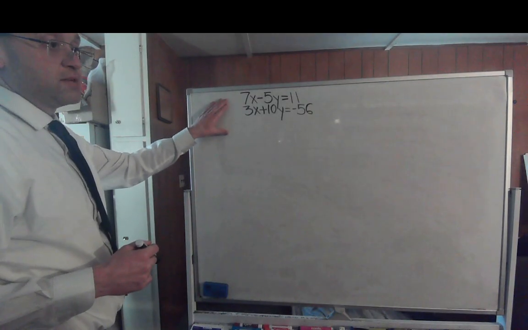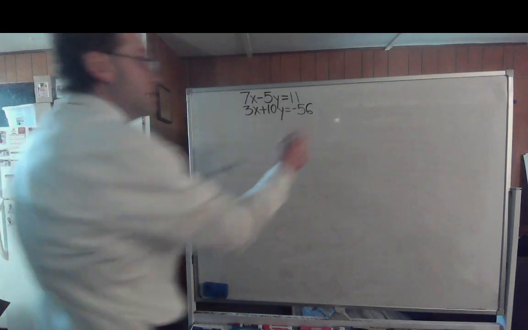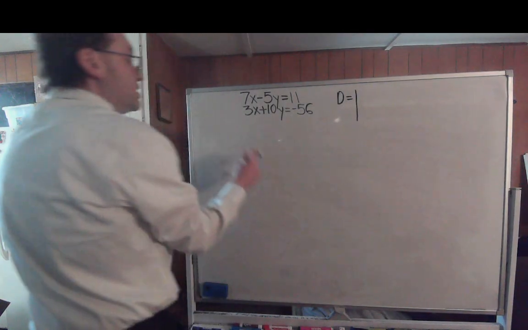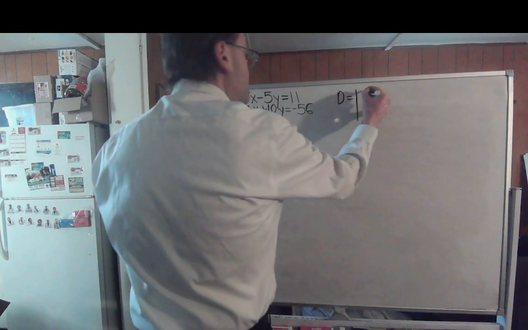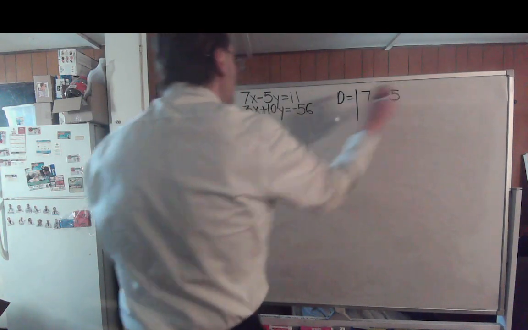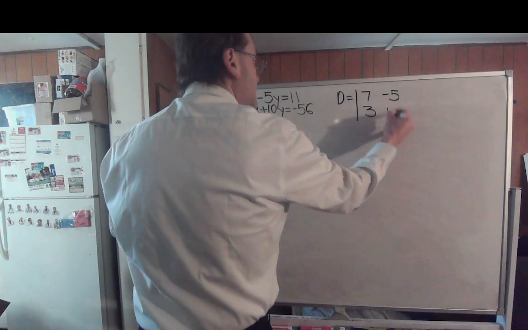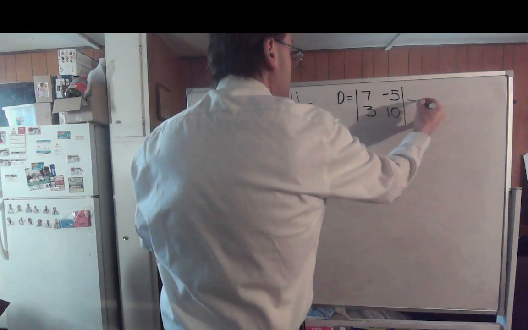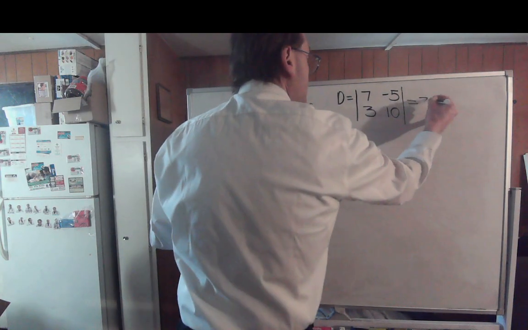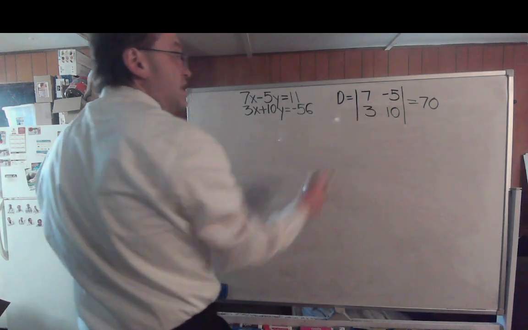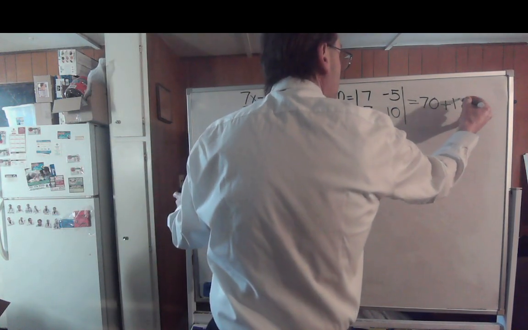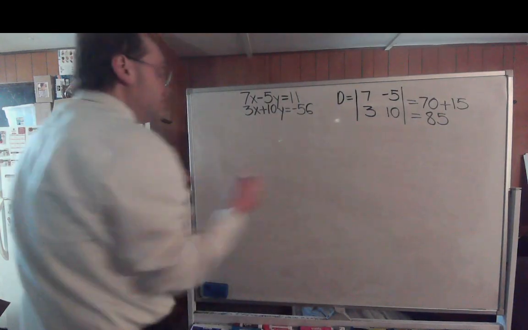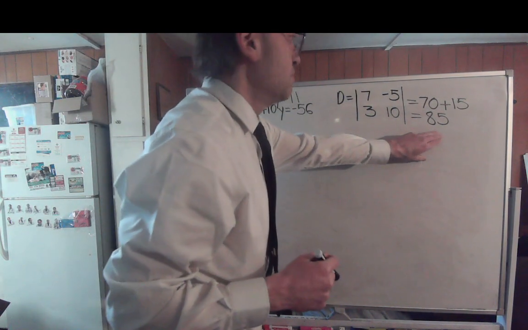So here's our system. First, let's set up our coefficient determinant, which would just be that d. That's going to equal, of course, your coefficient matrix. So you'll have 7, negative 5, 3, and 10. So there's your coefficient determinant. So 7 times 10 is going to be 70. Minus negative 5 times 3, that'd turn into plus 15, which would end up giving you the d value of 85. So that's your coefficient determinant, which is 85.